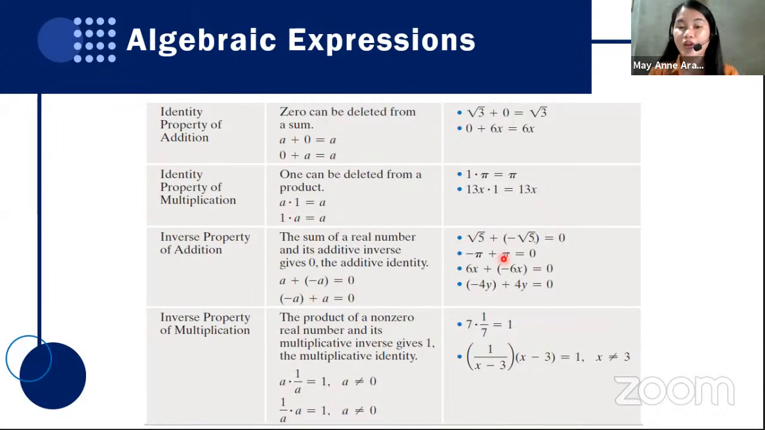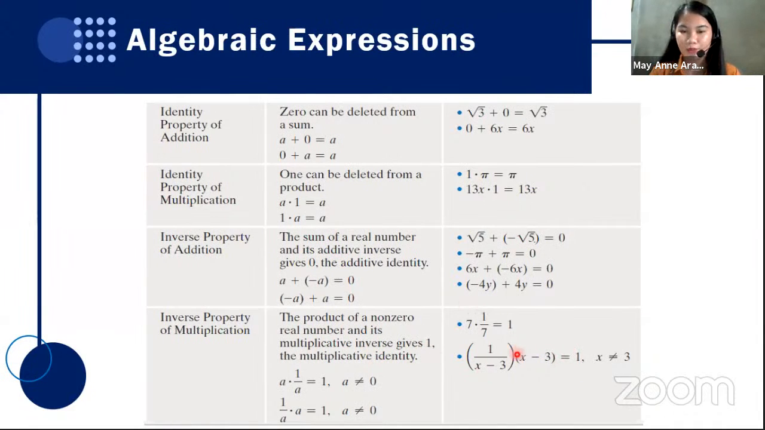For example, square root of 5 plus negative square root of 5, that is 0. Negative pi plus pi is 0 also, and 6x plus negative 6x is 0. Same with negative 4y plus 4y, it is also 0. And for the multiplication, just get the reciprocal of the given number. So the product of a non-zero real number and its multiplicative inverse gives 1, the multiplicative identity.